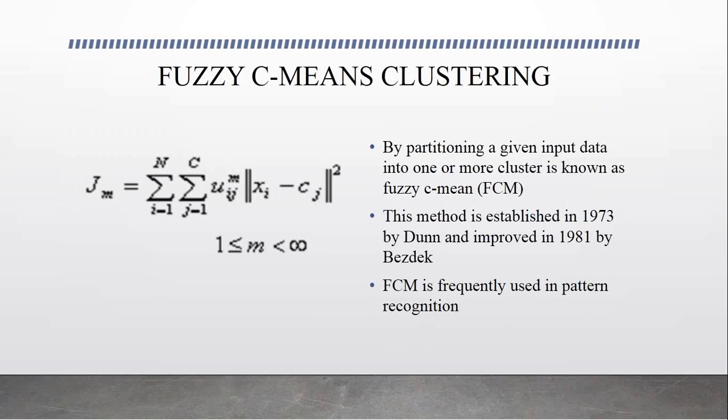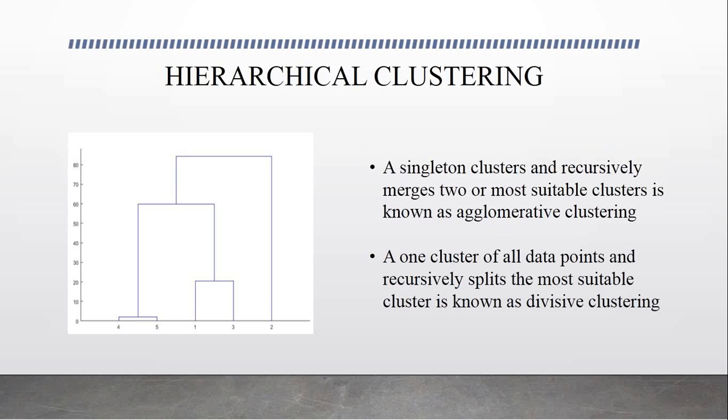Next, fuzzy C-means clustering. Partitioning a given input data into one or more clusters is known as fuzzy C-means. This method was established in 1973 and developed in 1981. So as you see on the left side, this is the basic model of the fuzzy C-means clustering algorithm, and it's frequently used in pattern recognition.